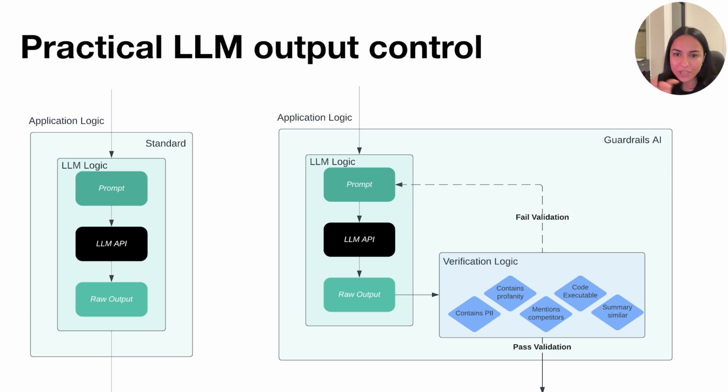As a combination of these programs, we either pass validation, in which case the output is correct and we forward the raw output back to the application logic, or validation fails, in which case we construct a new prompt. And that new prompt, with relevant context about what specific validations failed, is sent over to the LLM API and then corrected.